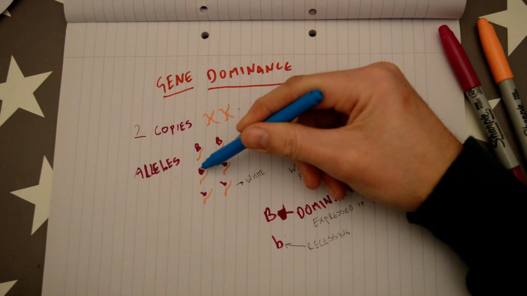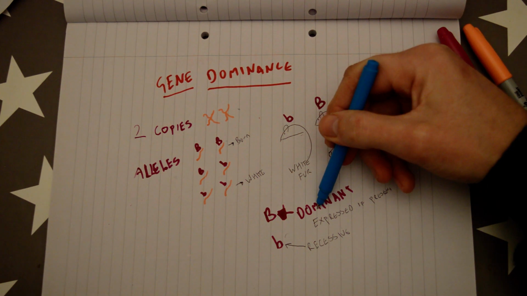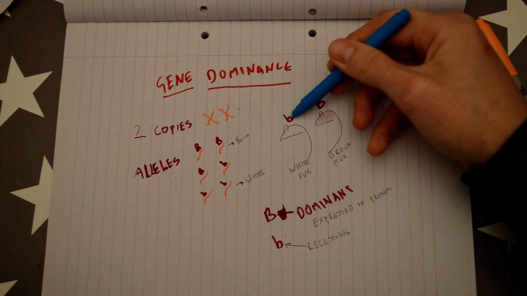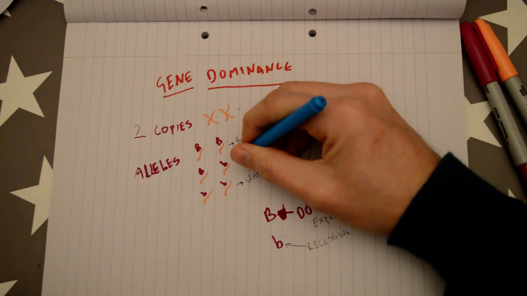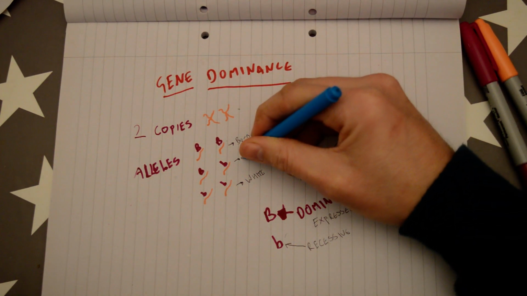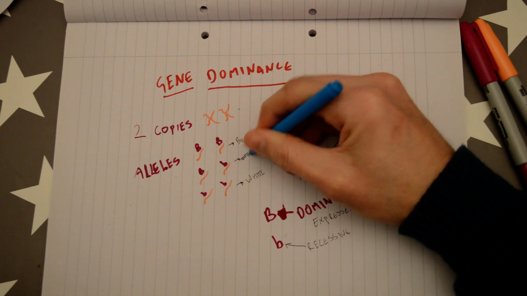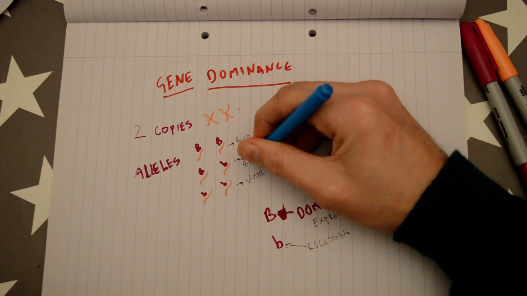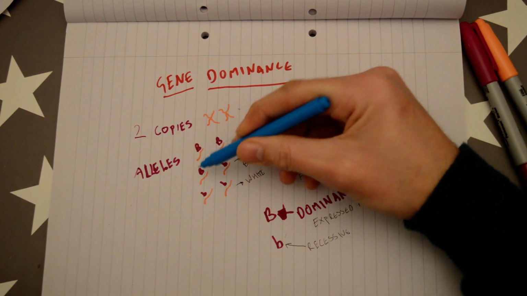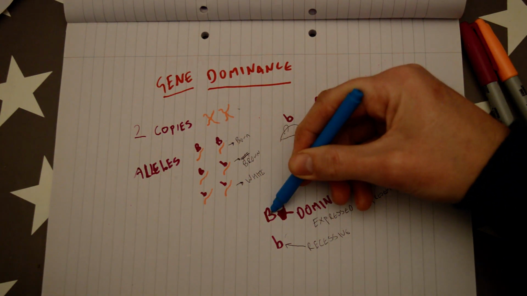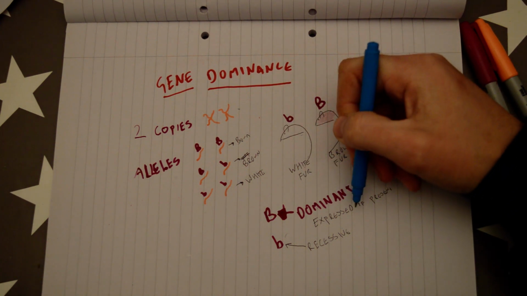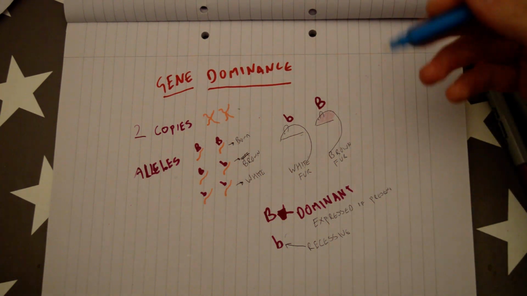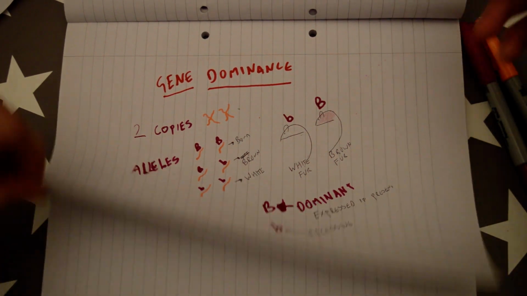However, if we have a mix, if one allele is the dominant gene, the capital B for brown fur, and one allele is the recessive gene, the lowercase b for the white fur, then that will be brown. As long as the dominant gene is present, it will be expressed. There are other examples of codominance which we won't go into in any detail today.